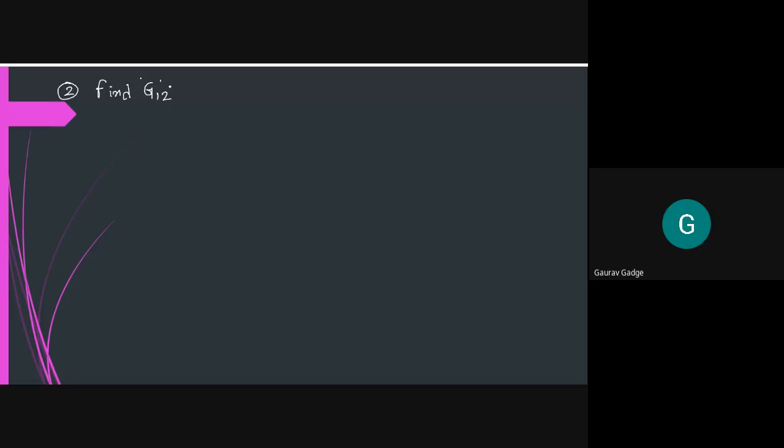What is voltage transfer function? So G12 is the voltage transfer function.